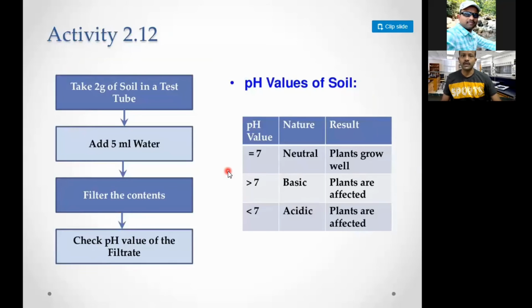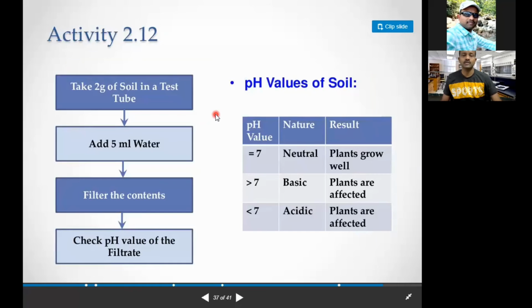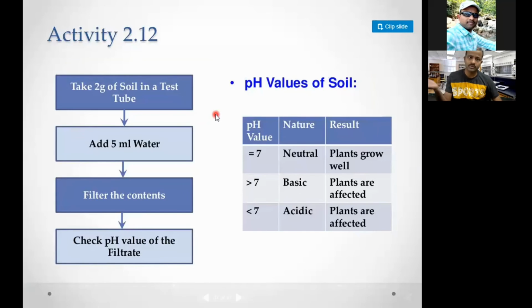Next, activity 2.12, the soil test. This is the soil test. How are we testing the soil? We take 2 grams of soil in a test tube, pour some water, and mix it properly. After that, you filter it. Then you take the filtrate and check the pH value by using universal indicator or universal pH paper, or we can also use a pH meter.